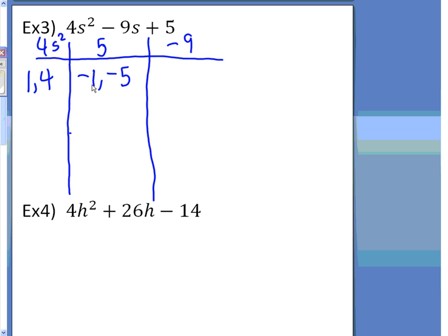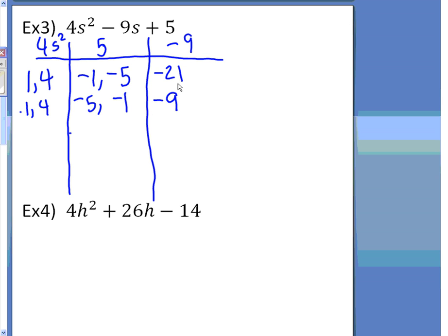1 times -1 is -1. 4 times -5 is -5. I'm sorry, 4 times -5 is -20. -1 plus -20 is -21. Nope. Try it again. This time, flip the 5 and the 1 around, and notice it's going to give me a different sum. 1 times a -5 is a -5. 4 times a -1 is a -4. -5 plus -4 is a -9, and it works.